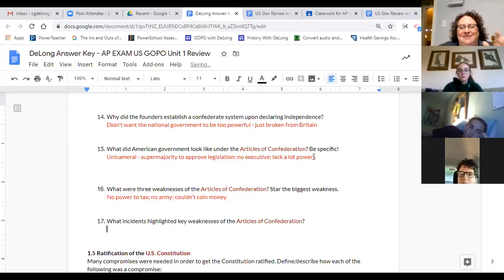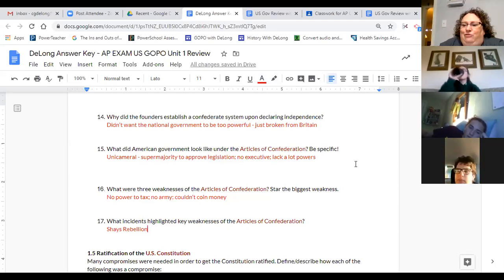What is the big incident that is like a bright light showing that, oh my gosh, we've got a problem? Wasn't it like Shays' Rebellion or something? Yes, Shays' Rebellion. So we've got these mutinies and people taking over, and it becomes very clear that we have no army to stop them. We have no way to stop them. So they're like, this is a problem. We're going to have to revamp, we're going to have to revise the Articles of Confederation.